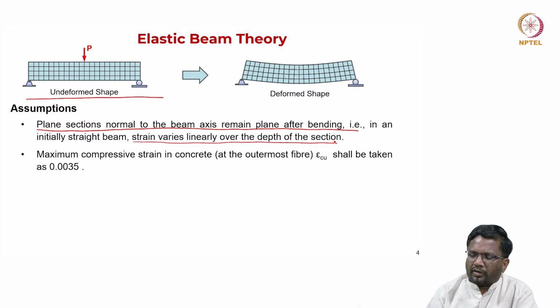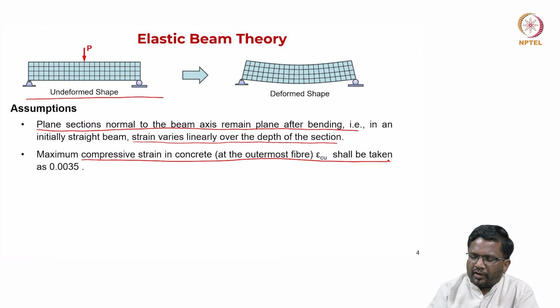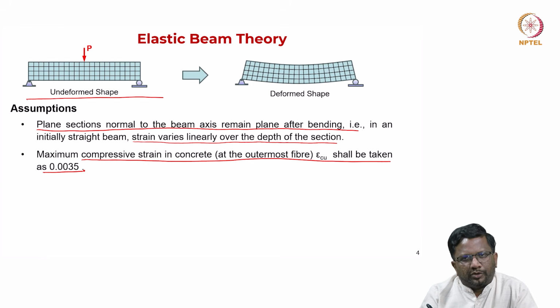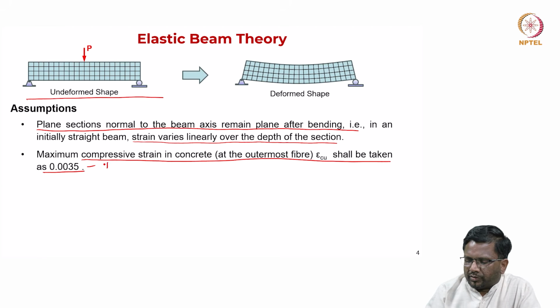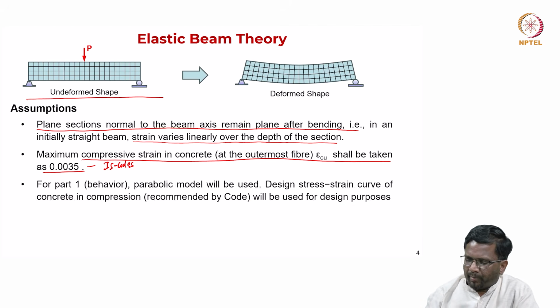Okay, what are the other assumptions that we are going to make? The maximum compressive strain the concrete is going to take in bending is limited to 0.0035. This is as per IS codes. But the ACI code, if you look at it, limits the strain to 0.003, but Indian codes, typically in pure bending or bending dominant behavior, take the maximum compressive strain as 0.0035.